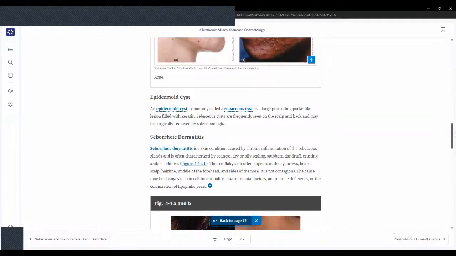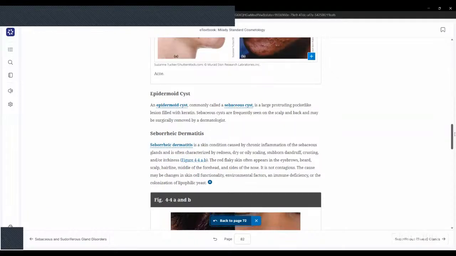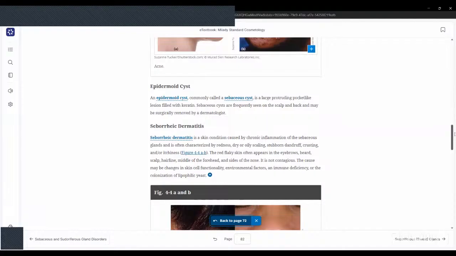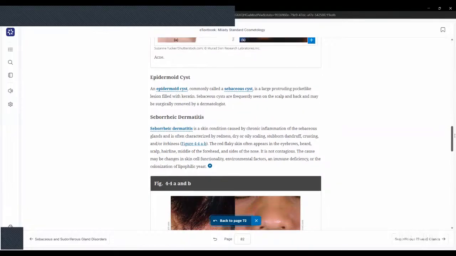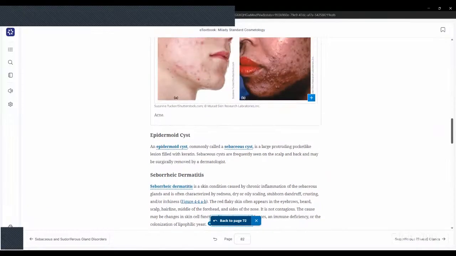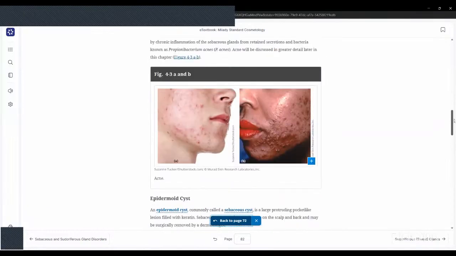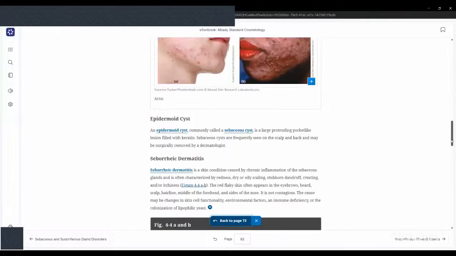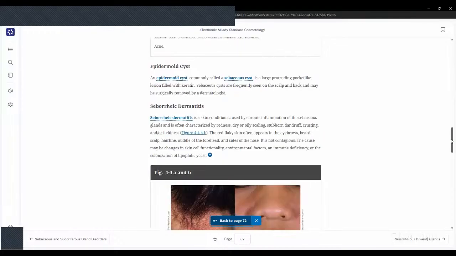Epidermoid cyst. This is a sebaceous cyst, filled with oil and keratin protein. You frequently see this on the scalp and back, and it may be surgically removed by a dermatologist. When you see this, cosmetologists, please make sure you say something. You can feel it. Don't think you can just style over it. We should not be doing any chemical relaxers or anything.